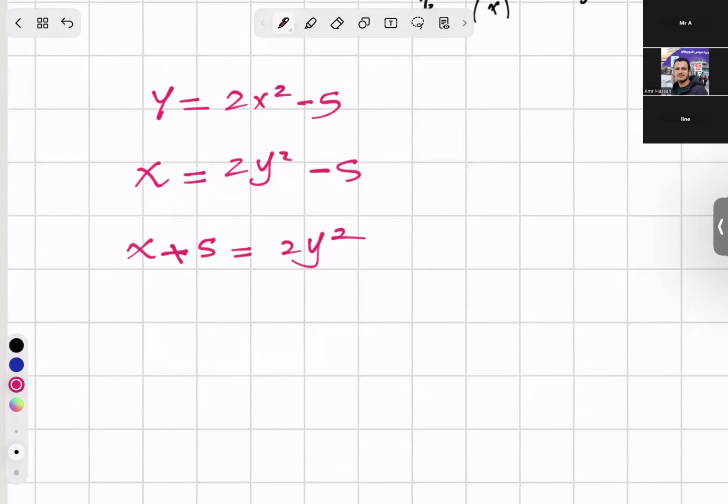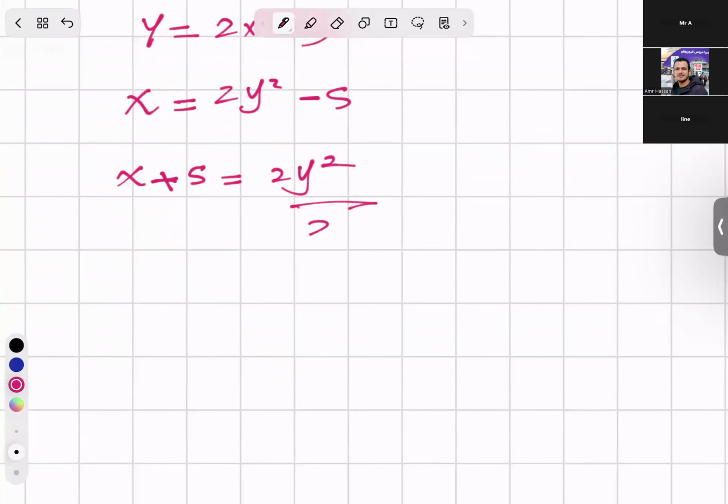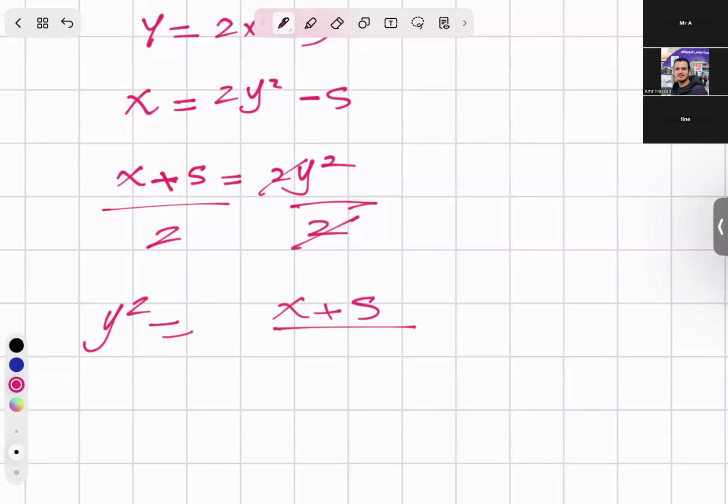I need to divide the left-hand side and right-hand side by the same number. So let me try to divide the left-hand side and right-hand side by 2. So this one has been canceled. So let me write y squared equals x plus 5 divided by 2, right? So this one sounds like y squared. I need to get y by itself, which makes sense. How could I do that?